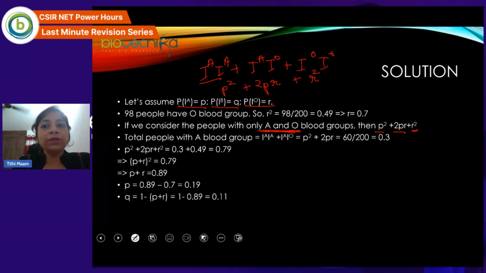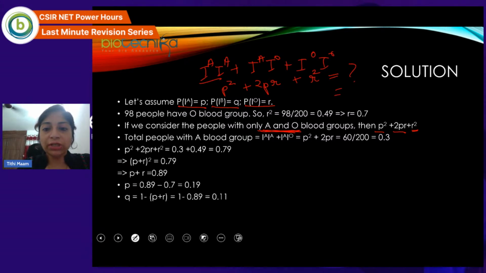So what is the frequency of the allele IO? So what will be the blood group's frequency? That will be 98 by 200, and that is R square. So R will be equal to square root of that. Okay, so now we have P square plus 2PR plus R square. Now remember, this is not equal to 1 because there is one more allele given. But what will this be equal to?